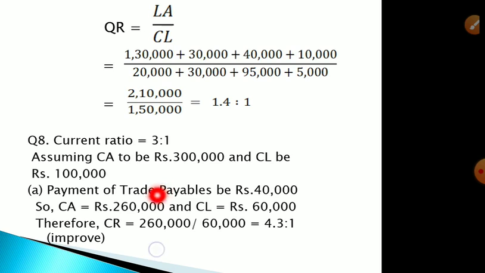So if I reduce this 40,000 from 3 lakh and also from 1 lakh, my current asset at present will be 2,60,000 and current liability is 60,000. If I divide this amount, the answer is 4.3:1, which indicates that after the payment of trade payables, my current ratio is increasing. Hence, we can say that the ratio is improving or increasing.